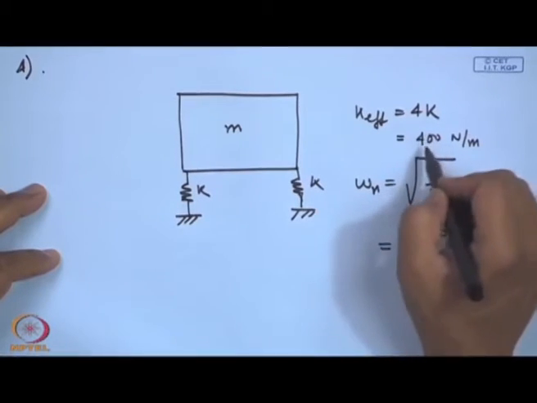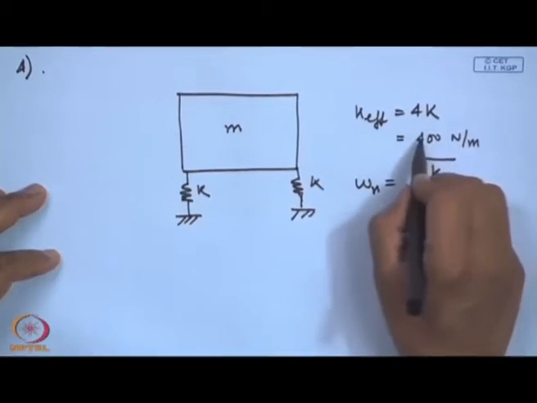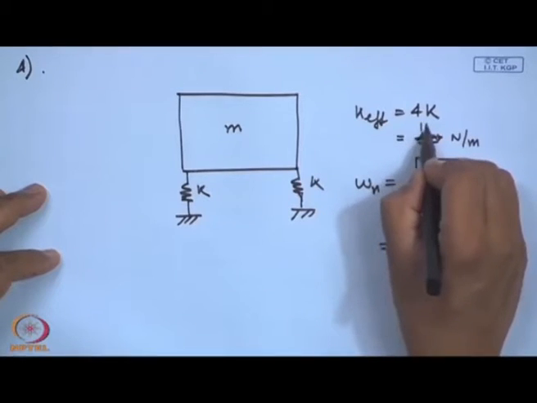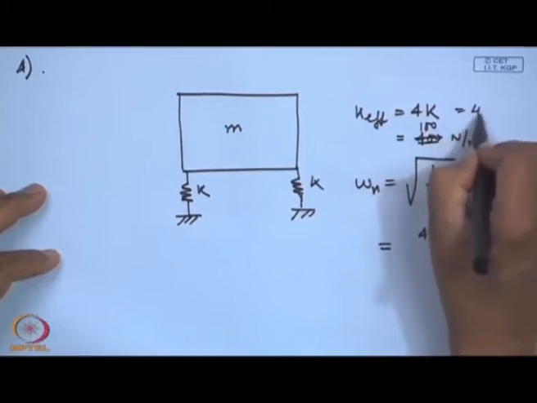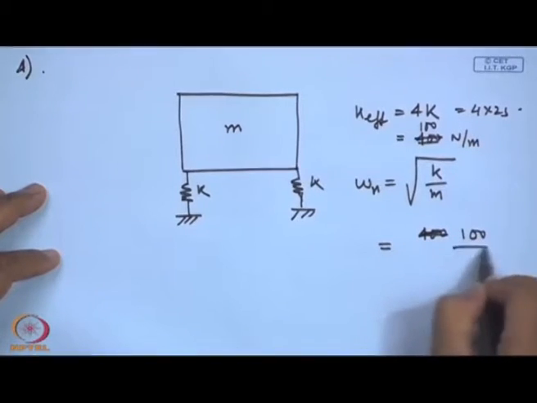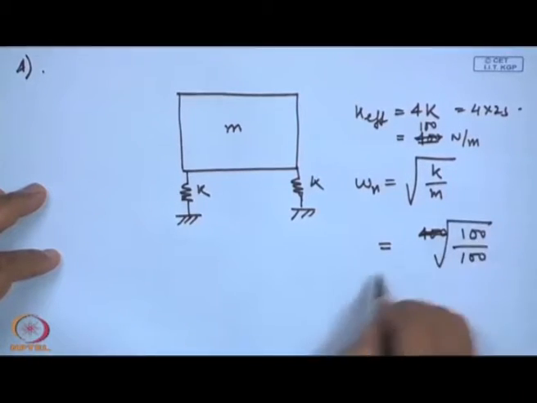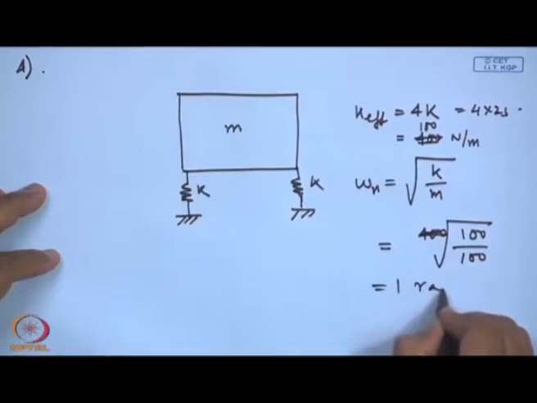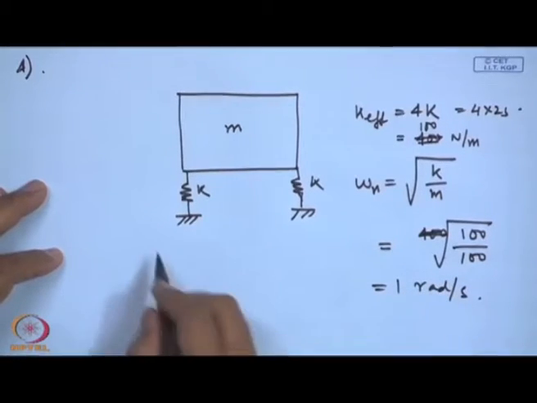Okay, I just made a mistake here. This will actually be K is 25. So, this is 100, 4 times 25. So, this will be 100 divided by 100. So, this will be 1 radian per second.